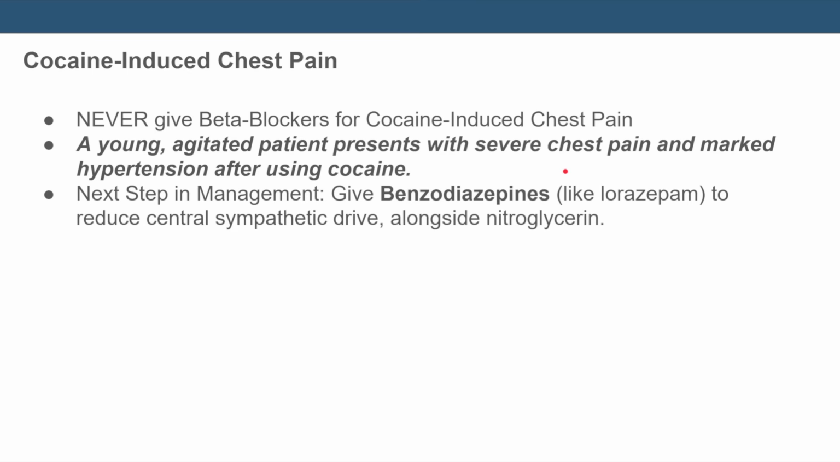So what your brain is going to think is that this is a sympathetic storm. I need to bring his heart rate and blood pressure down fast. So let's give metoprolol, for example, a beta blocker, or propranolol. You should stop, you should not do it. This is a classic contraindication.